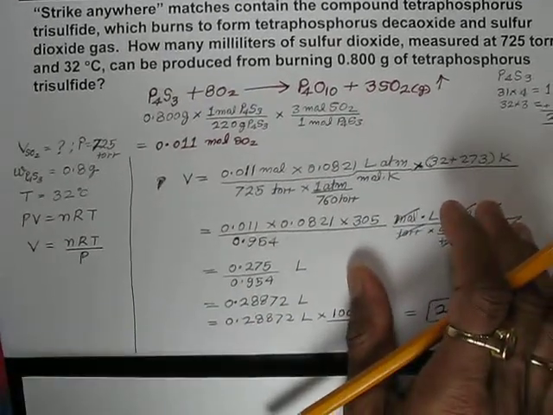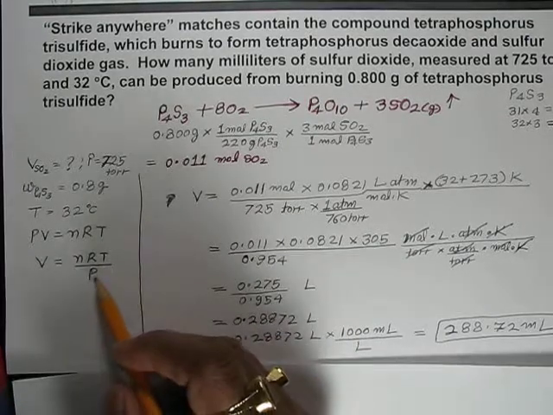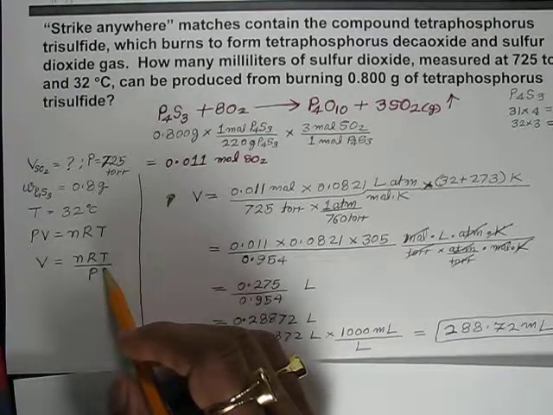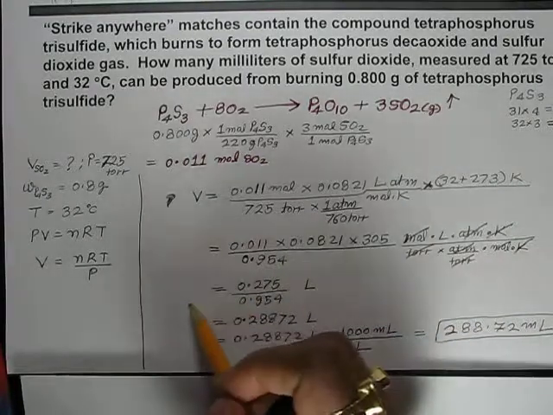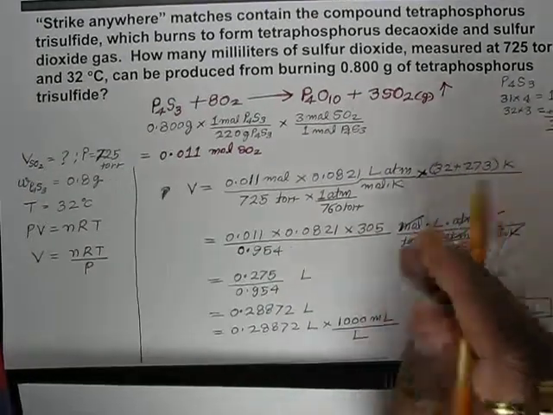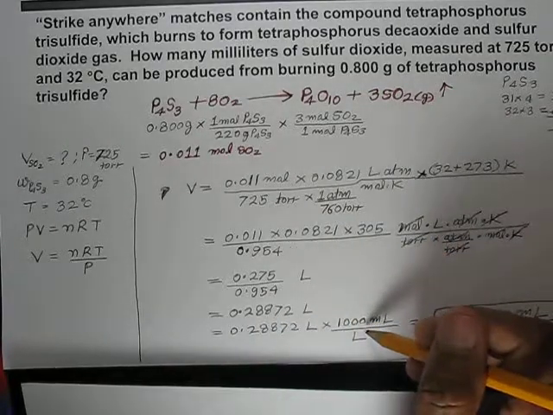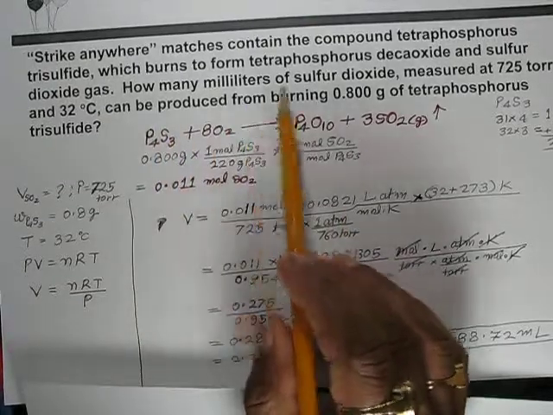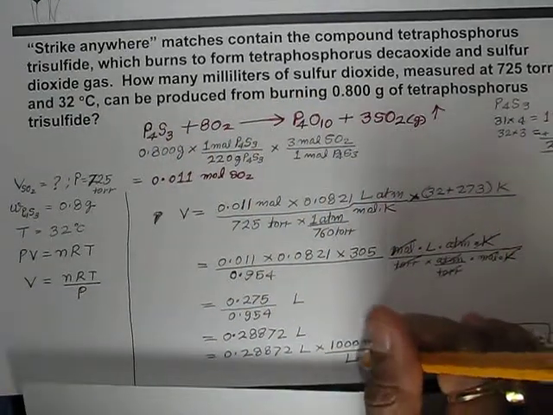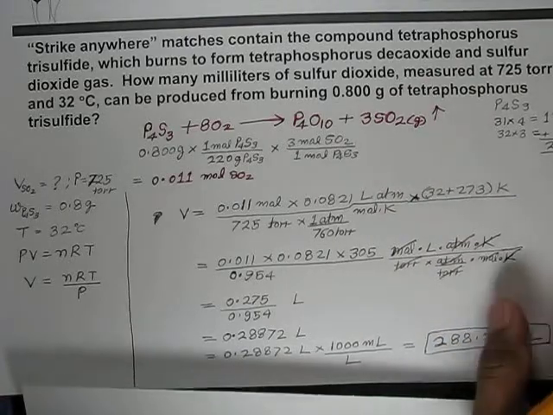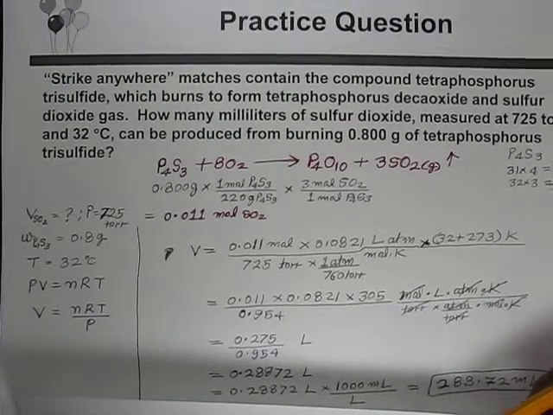The volume from the ideal gas equation comes in liters, so we will get the answer in liters, which is 0.28872 liter. But they are asking for milliliters, so we have to multiply by 1000, and then we'll get the answer in milliliters, that is how much sulfur dioxide gas in milliliters will be formed.